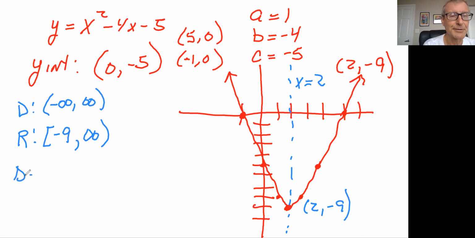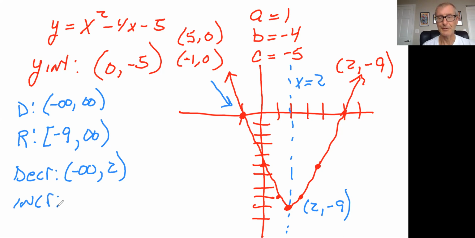So where is the function decreasing? Well, decreasing is the negative slope, and that happens on this side of the parabola. So we're going down, down, down, down, down until we get to the vertex. And you always indicate this in interval notation using the x values. So the x values start decreasing from minus infinity all the way till we get to the value of 2. And then what happens next? We would be increasing from 2 all the way to positive infinity.